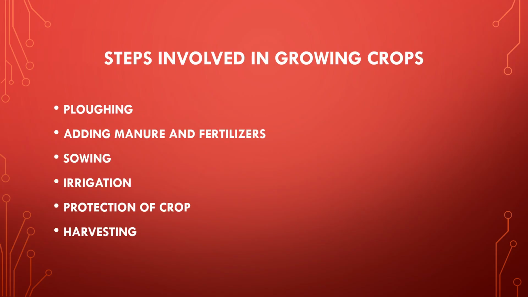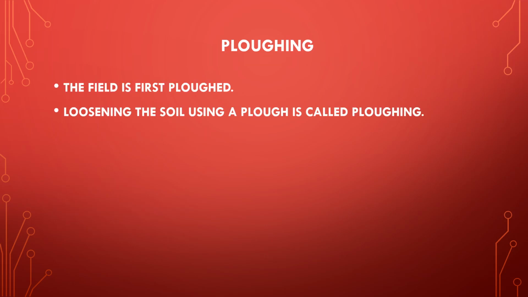So these are the steps that are involved in growing any crop. The first step is plowing. The second step, adding manure and fertilizers. The third step is sowing. The fourth step is irrigation. The fifth step is protection of crop. And the sixth step is harvesting. So these all are very important. You have to remember all these. Now we'll learn about all these points.